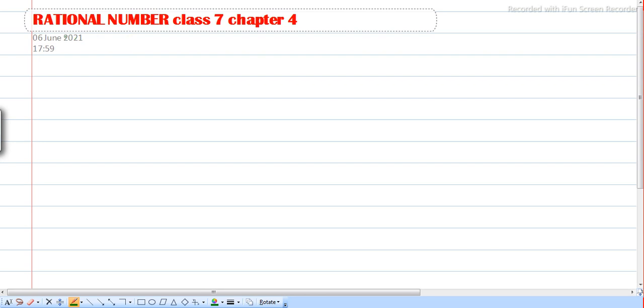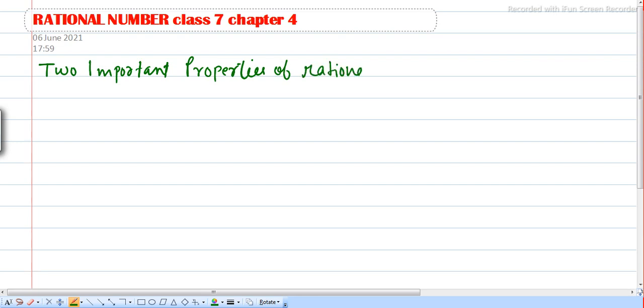So we will start with two important properties of rational numbers. Two important properties of rational numbers. So what are these properties? Let's see.